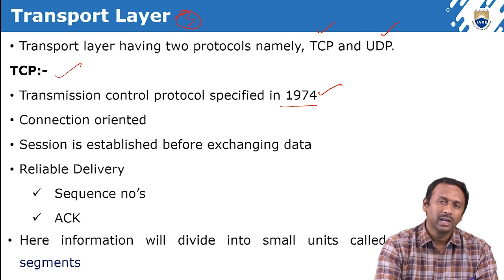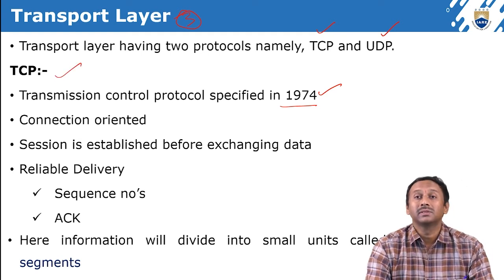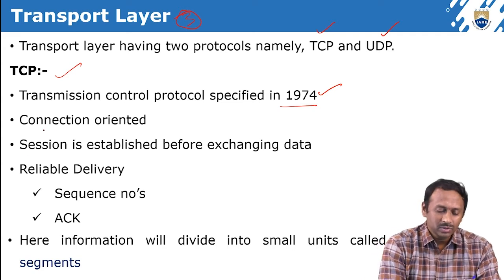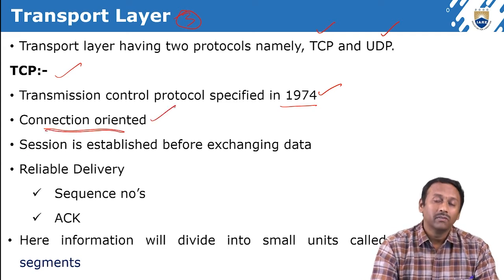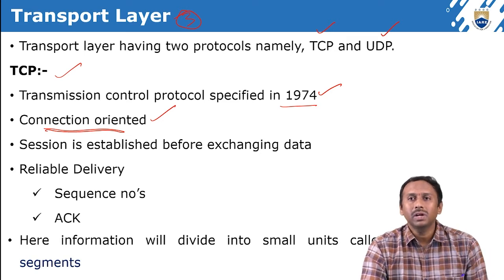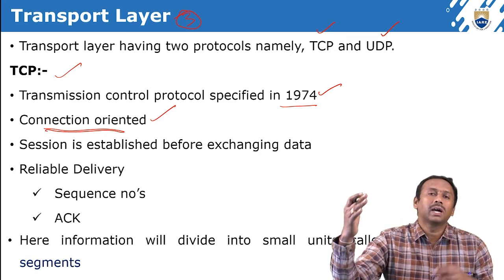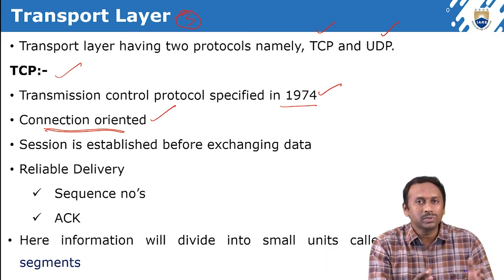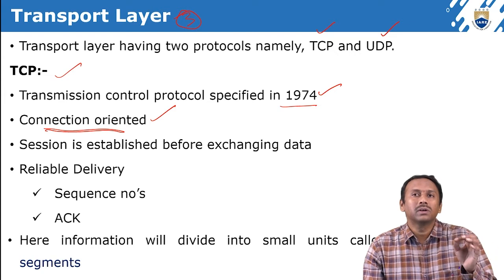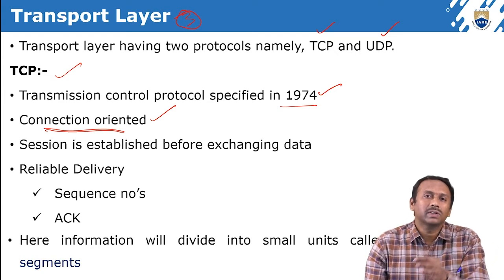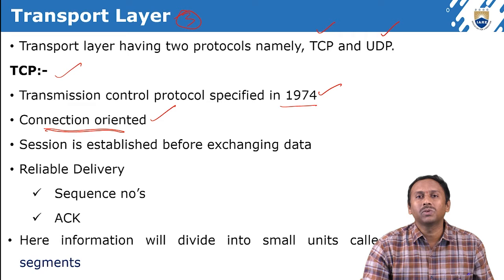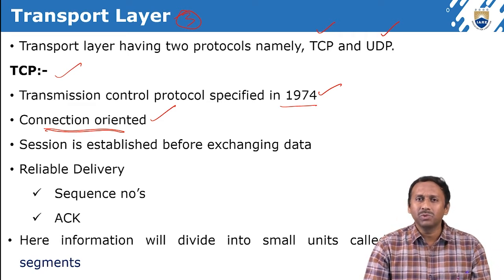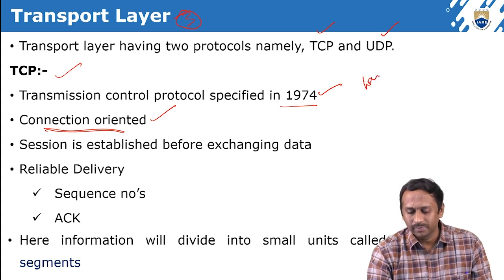Okay, TCP is connection oriented, and a session is established before exchanging the data. That means whenever a system wants to communicate with another system which is far away from the source system, before starting the communication, first of all the session has to be established between the source and destination systems.